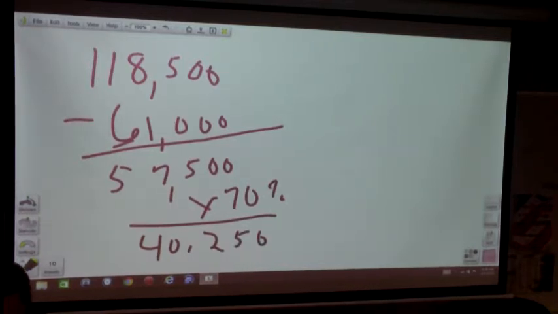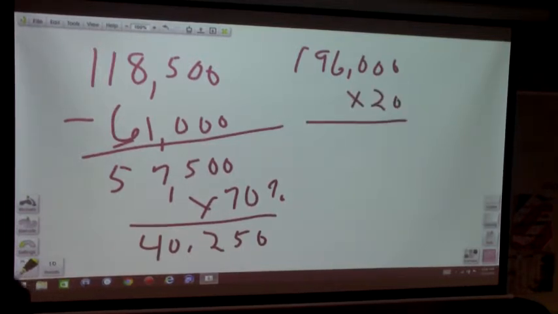Now let's look at the new home. The new home's going to be going for $196,000, and he needs 20% to make this happen. It's an 80% loan, right? So we know he needs 20% of that to make this happen. What's that come to? $39,200. So he's in pretty good shape.